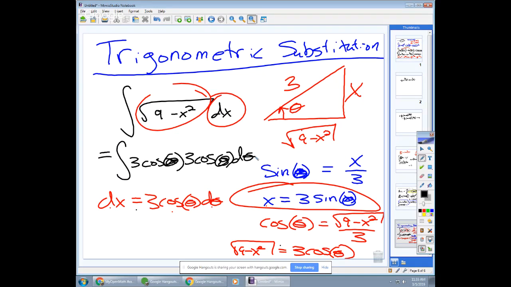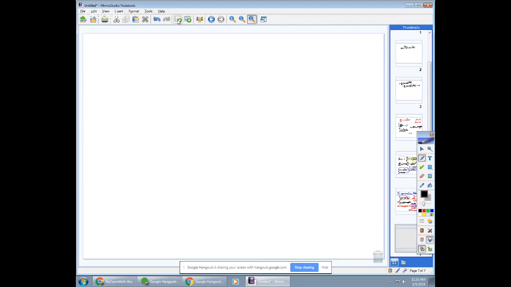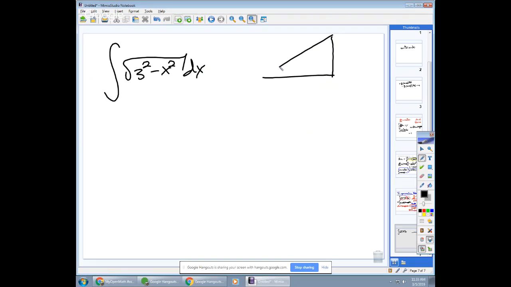Okay. So new page, finish that off. So again, I started with the integral of square root of 3 squared minus x squared dx. I used that to build the triangle with theta right there. So I'm just going to summarize quick. 3 has to be there because it's got to be the hypotenuse. I would like x to be there on the opposite side, not the adjacent side, which puts the square root over here.